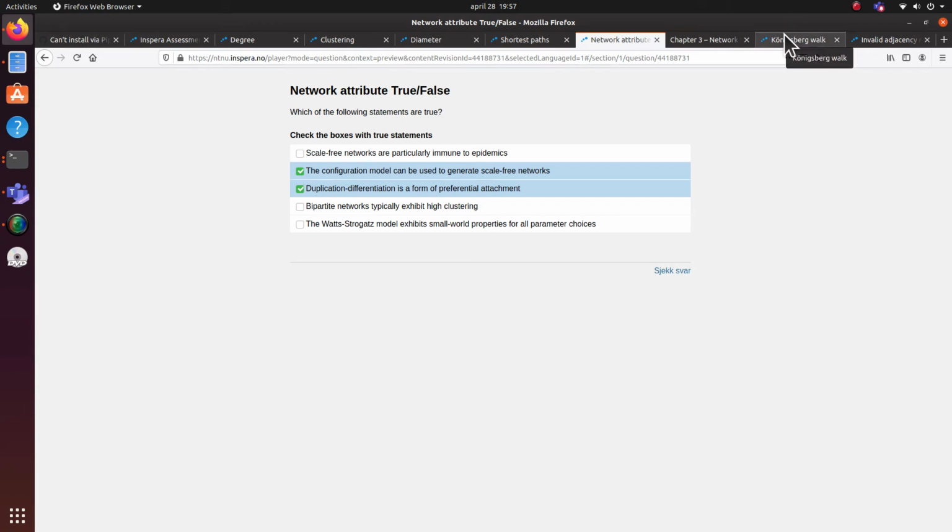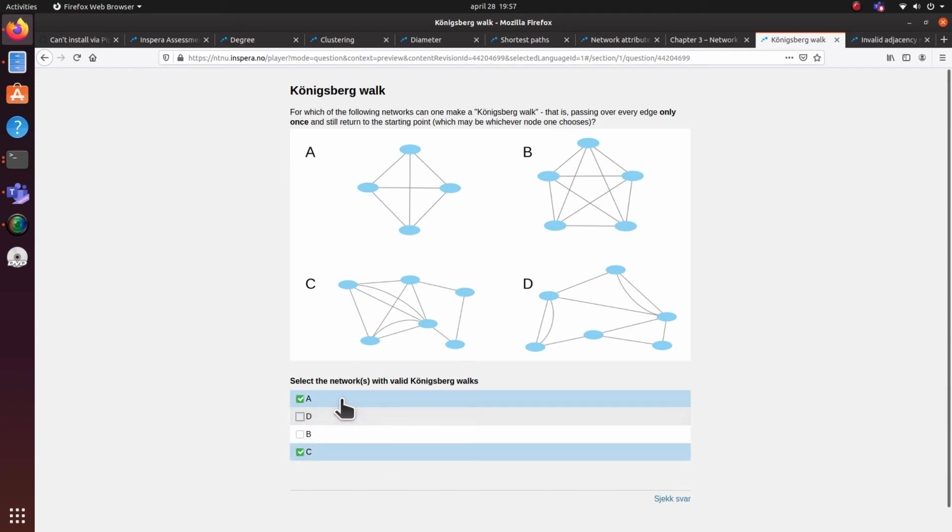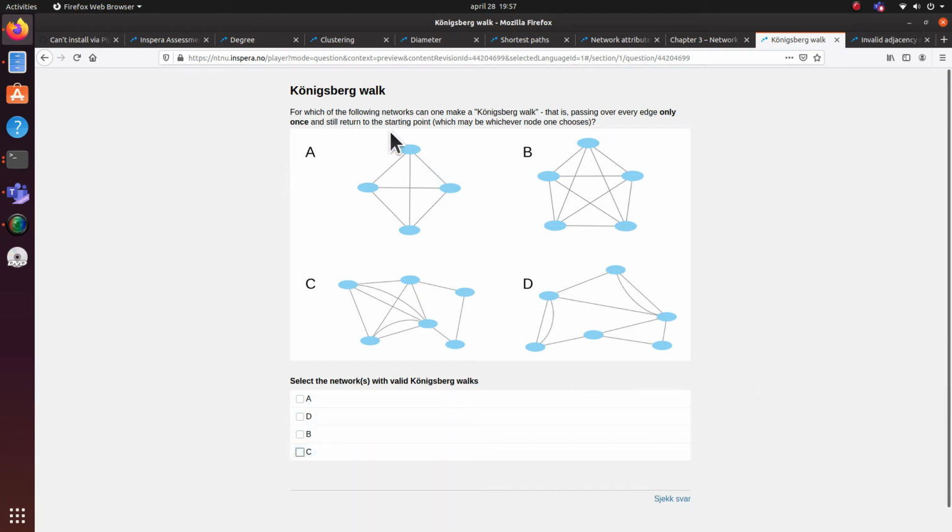Okay, on to the next question. So, same format, like checkboxes, any of them can be true or not. And this problem here relates to the 7 bridges of Königsberg problem that we started this class off with. And the question is, for which of these can we have such a walk where you can cross every edge once, but only once?